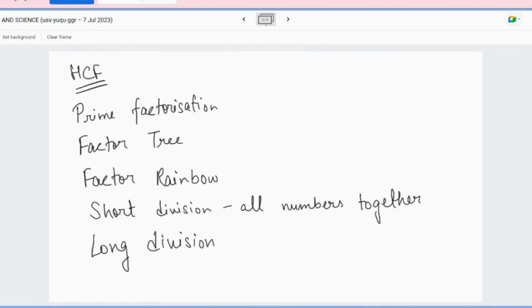Now, the different methods by which we can find HCF. First, prime factorization, for example 12 equals 2 into 2 into 3. This is a prime factorization. Then short division, dividing step by step. You remember the factor tree. Let us see the factor tree.